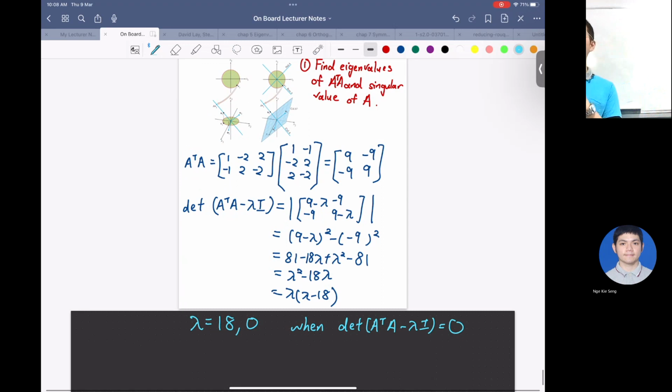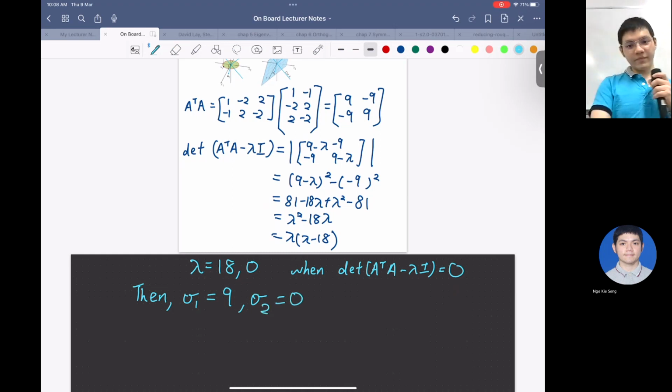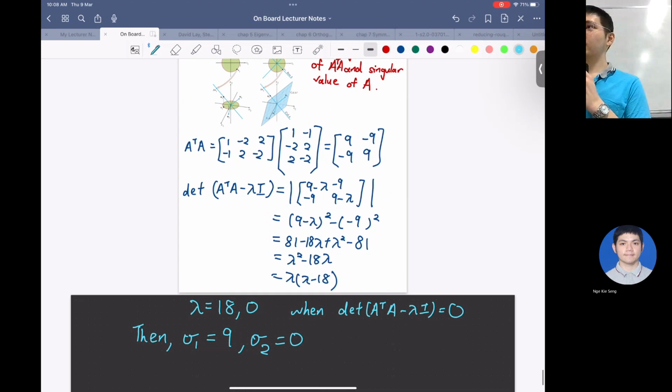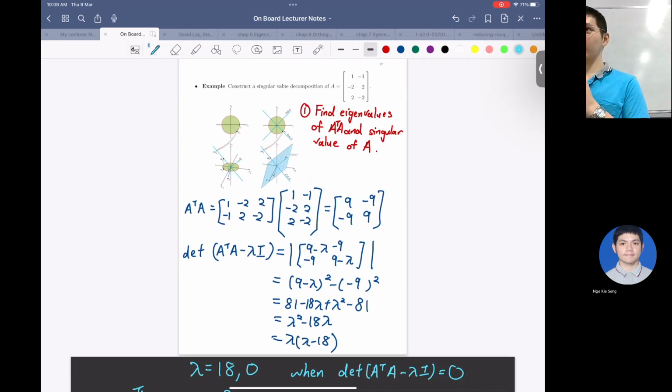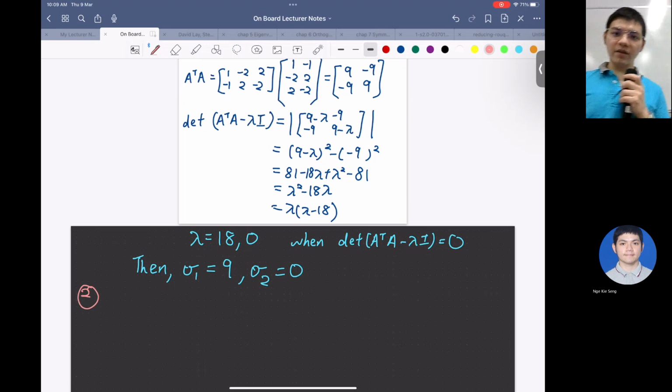Does everyone get this? 18 and 0? So the singular values are sigma 1 is 9, and do we need sigma 2? Just write it for completeness. Sigma 2 is 0. So what's the next step? Please put your hands up if you don't get this. If we all got this, then we continue. If you're left behind, you can catch up, and if you can't, then stop me and ask, and we'll go back.